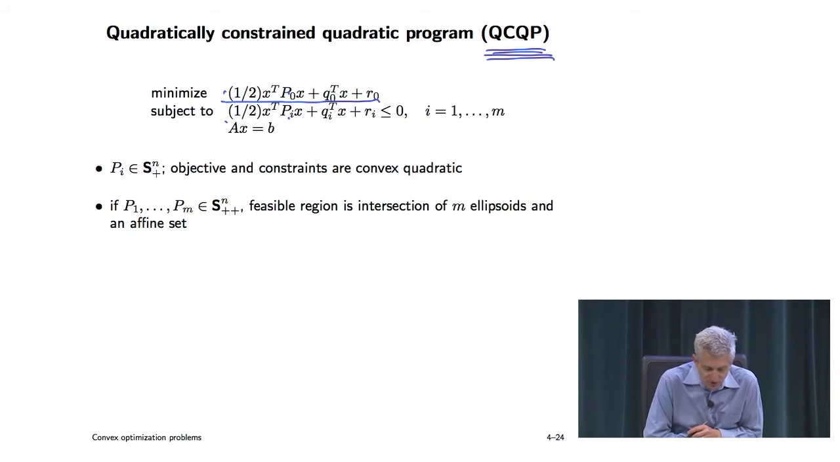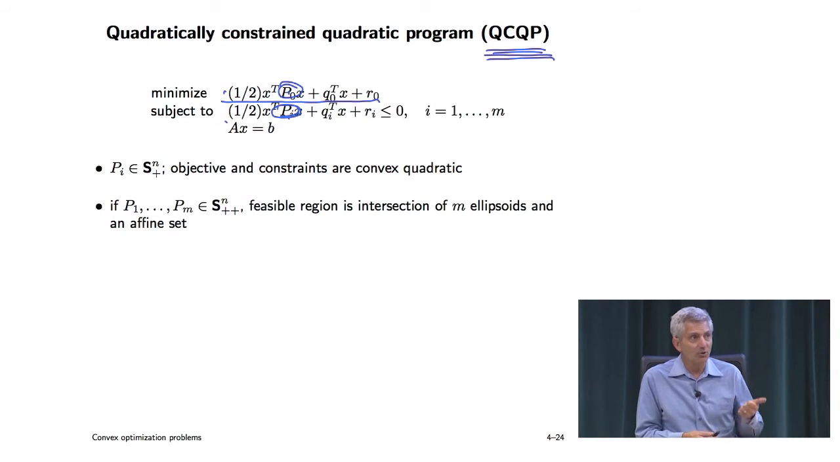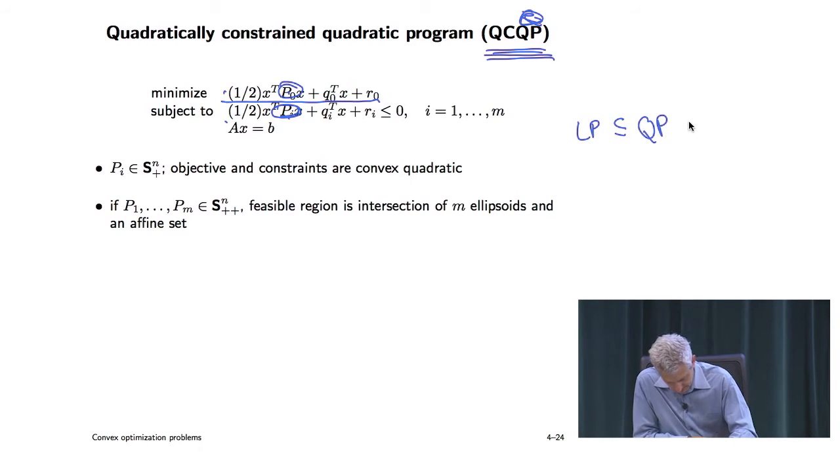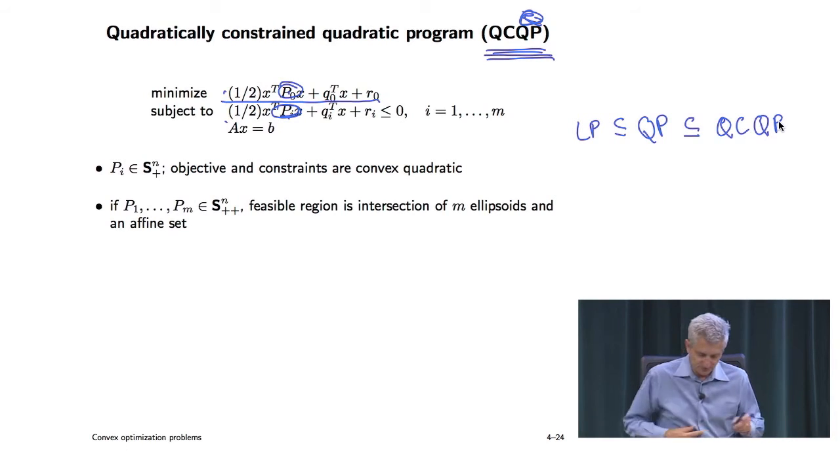Notice that this includes QP as a special case because I just take all of these Pi to be 0. Okay? And by the way, it includes LP as a special case too because I take this P0 to be 0. So the three problem classes we've looked at so far, which is linear programming, QP, QCQP, they're growing, right? We have LP, this is very rough, but you know what I mean. That's a subset of QP, and that's a subset of QCQP, right? So that's the picture so far.